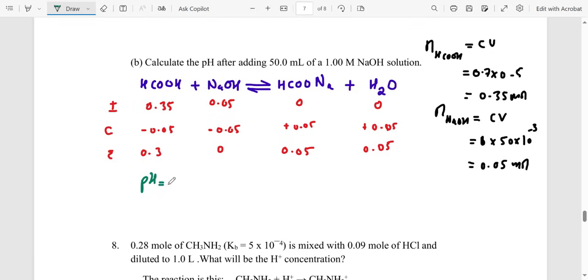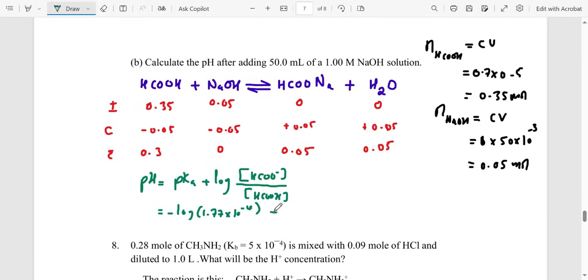And pH is equal to pKa plus log. The base in this case is this guy with the sodium, HCOO minus. The acid is the guy that has got a hydrogen. So pKa is negative log of Ka, remember, the same 1.77 times 10 to the power negative 4. And then plus log.